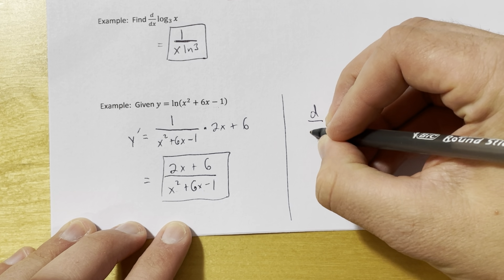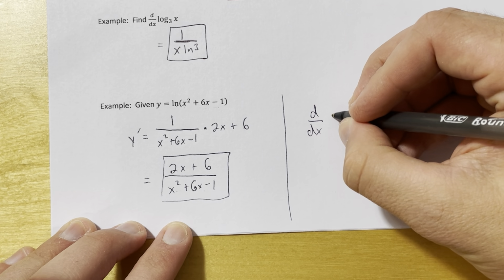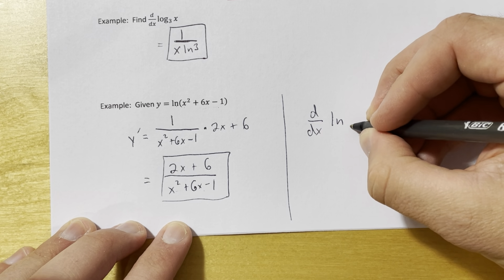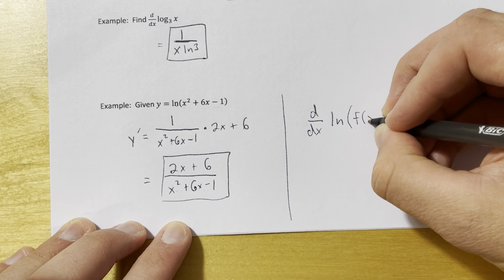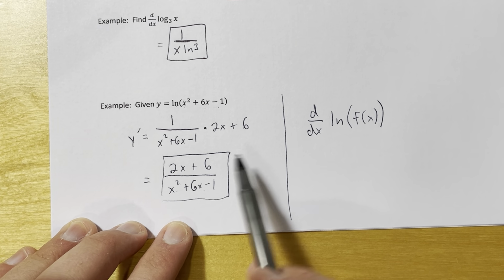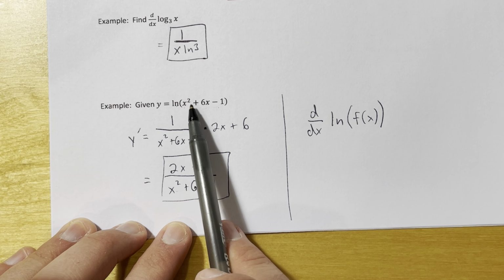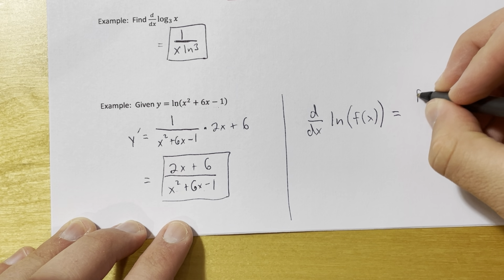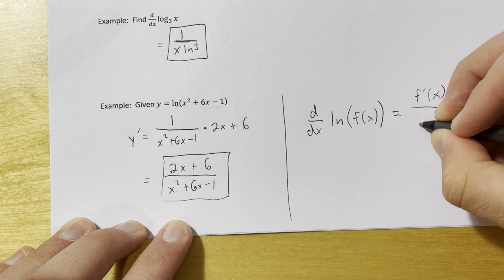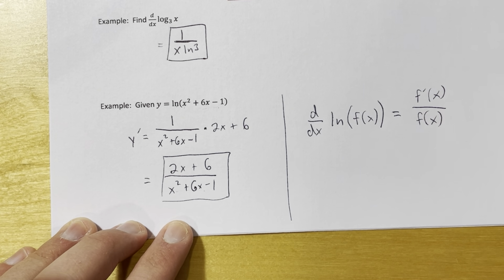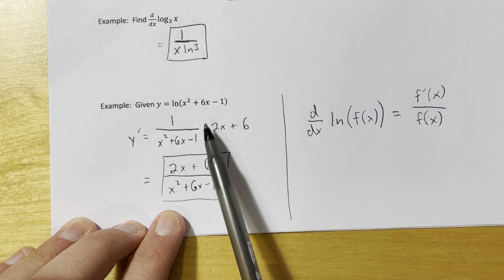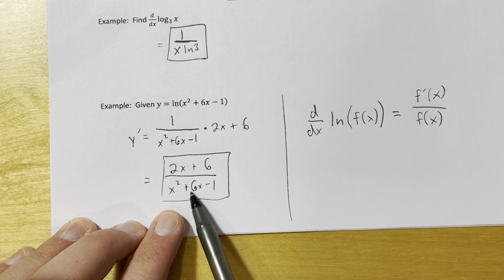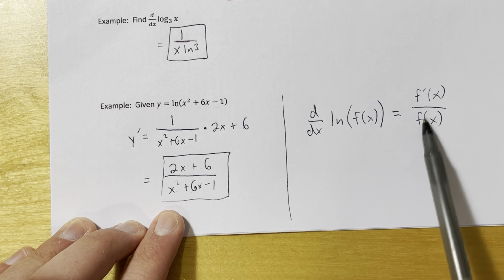If I want to take the derivative of the natural log of some function of x, like that, in this case the function of x was x squared plus 6x minus 1, I'm always going to get the same thing, f prime of x over f of x. I'm going to get the derivative of the inside over the inside. That's what this is saying, okay?